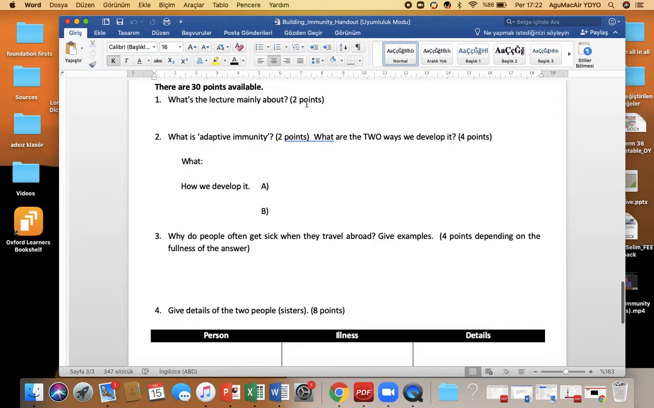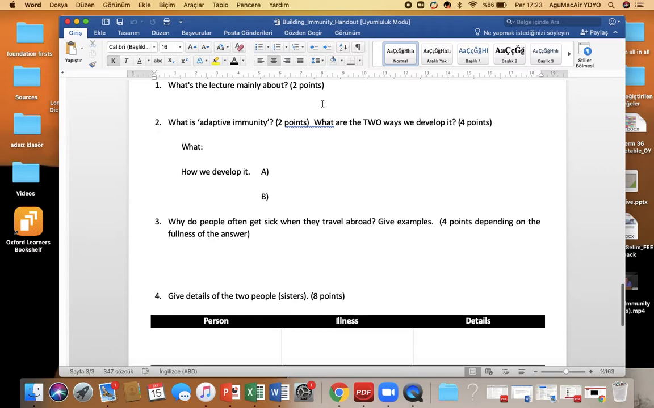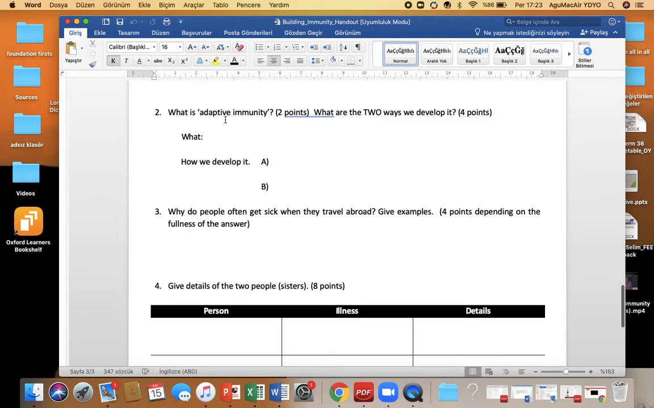The first one is worth 2 points. So what is the lecture mainly about? So what is the topic of the lecture, right? You need to write the main topic here. So it is 2 points, right? And the second one is, what is adaptive immunity? It's in quotation marks. It means that you need to write the definition of this. Actually, the lecturer gives the definition, right? So you need to write its definition.